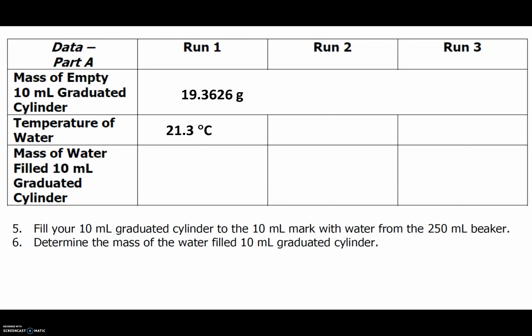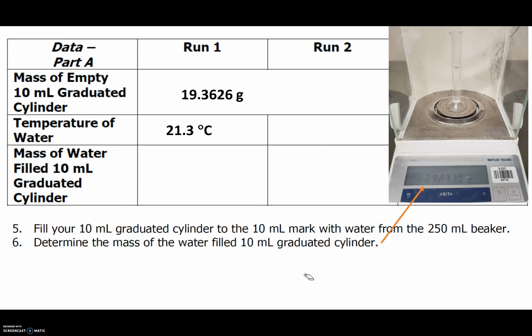At this point in time, you're going to take your 10 mil graduated cylinder off the balance and fill it up to the 10 milliliter mark with just that deionized water from the 250 mil beaker. So you're going to put that all in there. Once that's filled up to the level of the 10 mil mark, you're then going to reweigh it. Weigh it out again, and once you know that, that's going to go there.